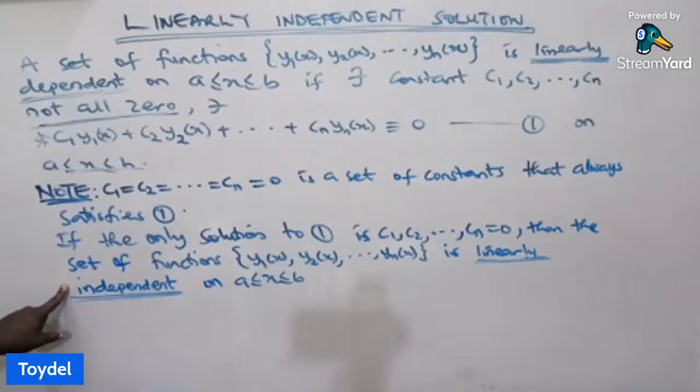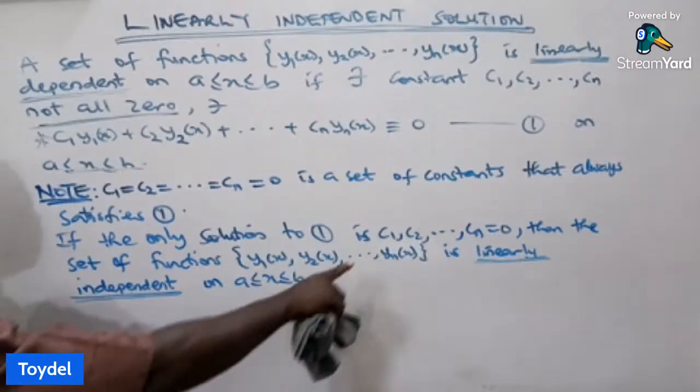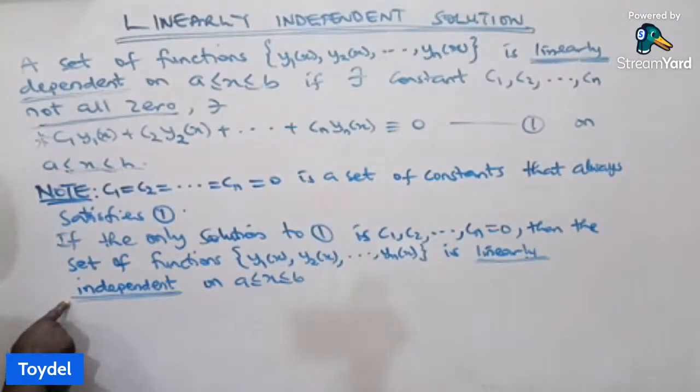When it comes to first order, second order or nth order linear differential equations, if all the constants are equal to 0, the set of functions which represents the solution to the second order or nth order differential equation is linearly independent. But if not all the constants are equal to 0, then the set of functions which represents the solution to that nth order linear differential equation is linearly dependent.